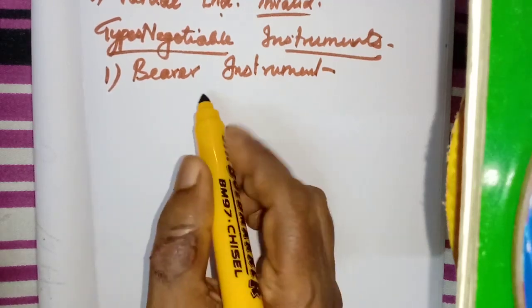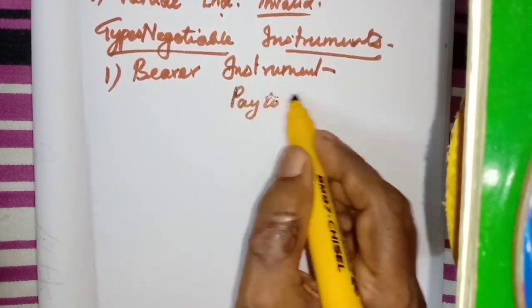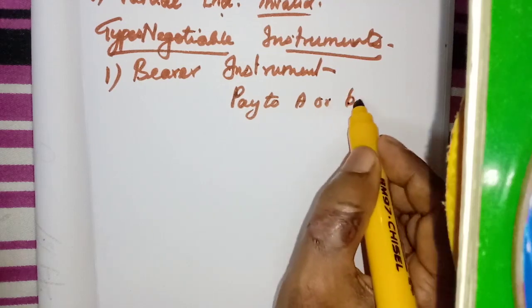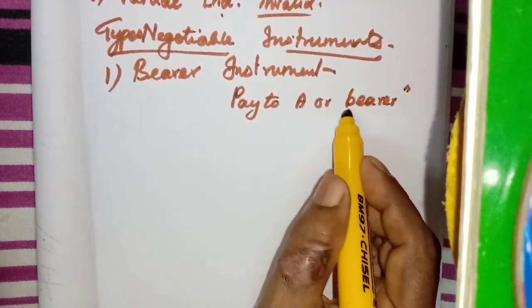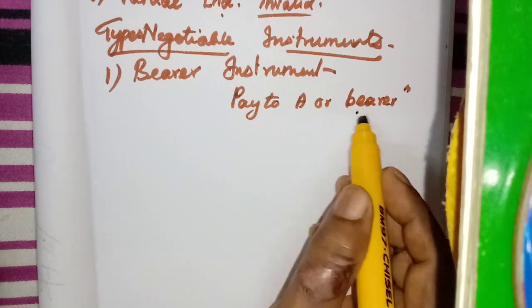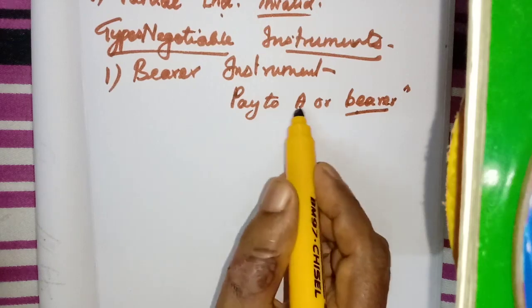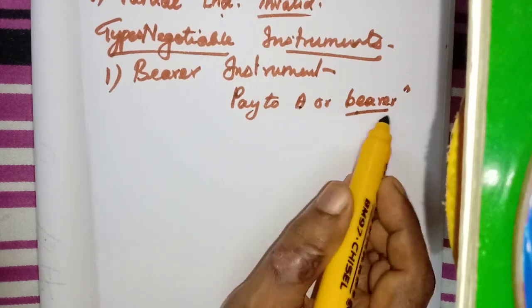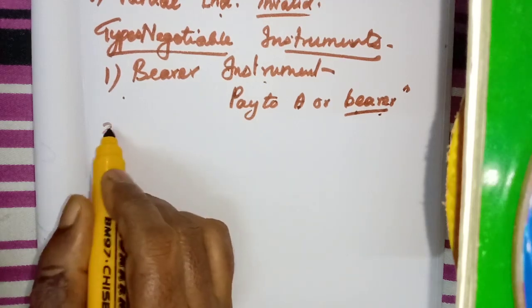If the words are pay to A or bearer, or one who is having that check, that is called bearer. Whoever takes that check, pay to him. That person will be getting the amount. That is called bearer instrument.